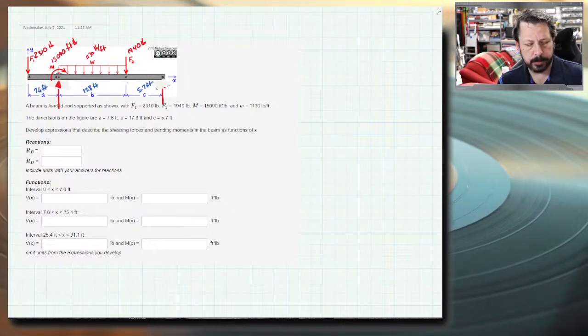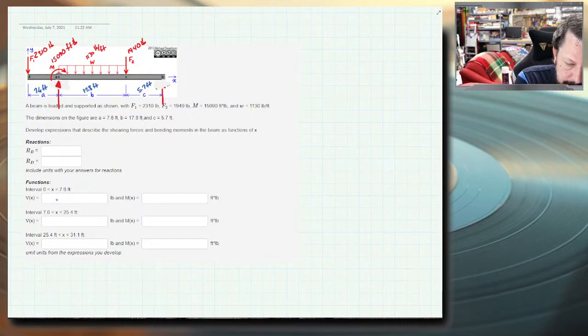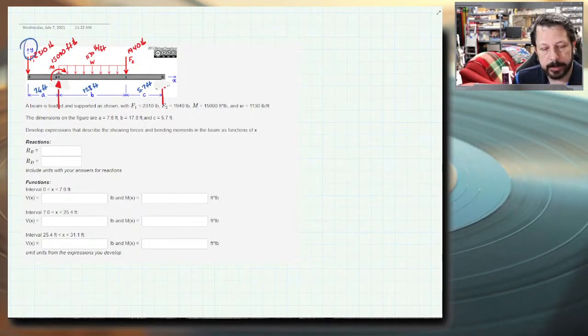This problem, since we're doing these intervals, they have x listed as in the interval, or defining the interval location. So we do have to note that x is 0 way over here. You can see the y-axis showing me where x equals 0. So the very far left of the beam is x equals 0.